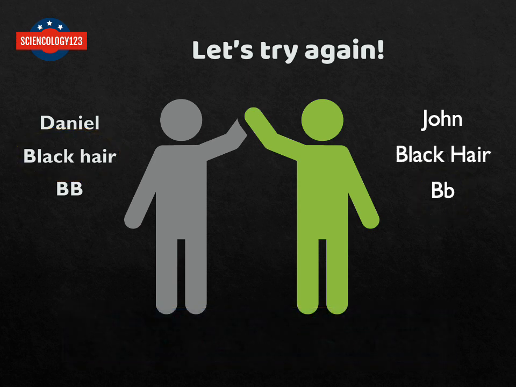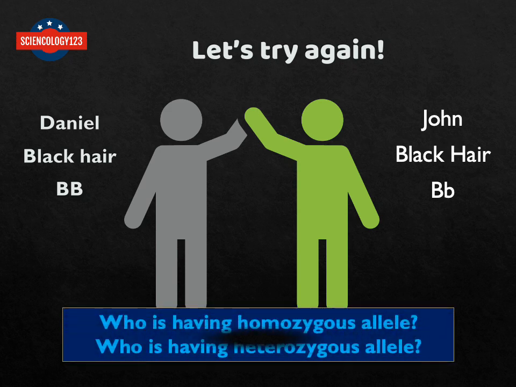Now, both Daniel and John are having black hair, but they have different genetic makeup. Both uppercase letter B for Daniel and one uppercase letter B and one lowercase letter b for John. So, who is having homozygous allele and who is having heterozygous allele? Homozygous means they are having two identical allele, and heterozygous means having two different allele. So, Daniel is having the homozygous allele, whereby John is having the heterozygous allele.